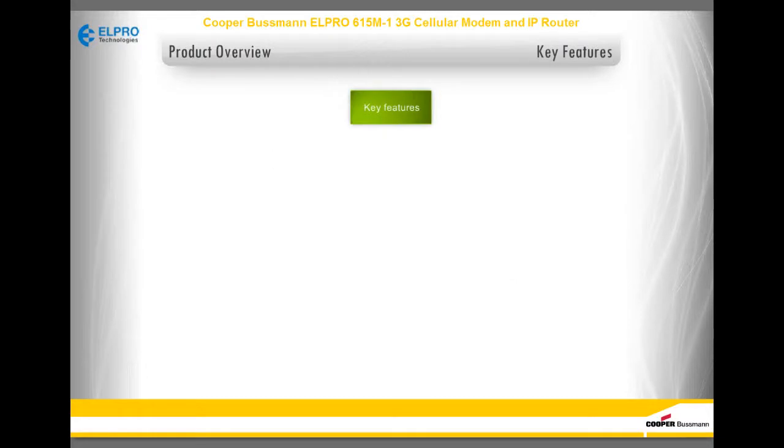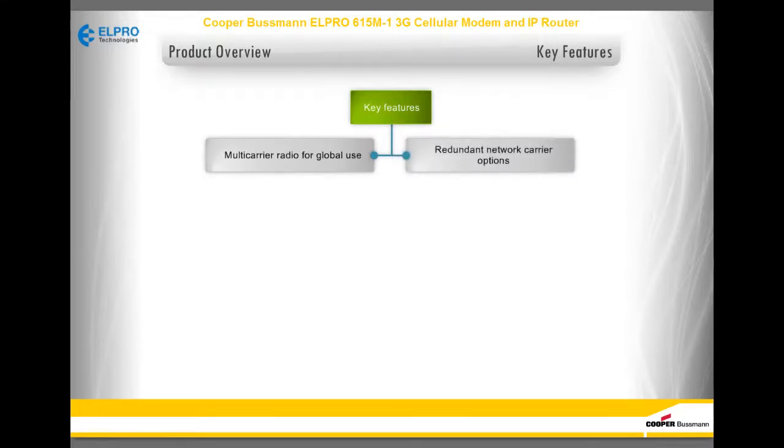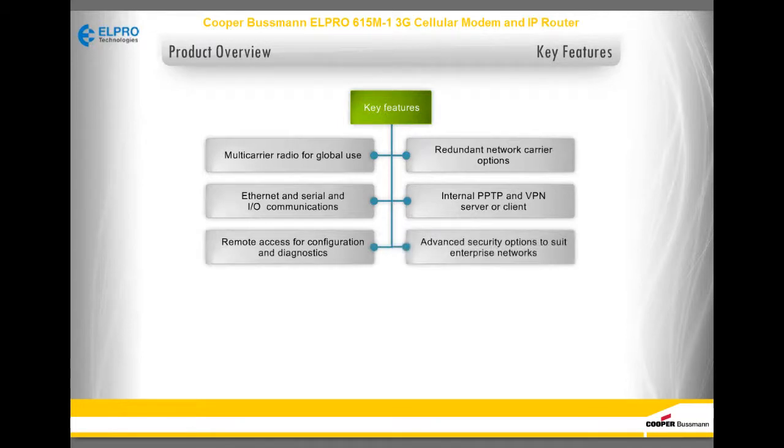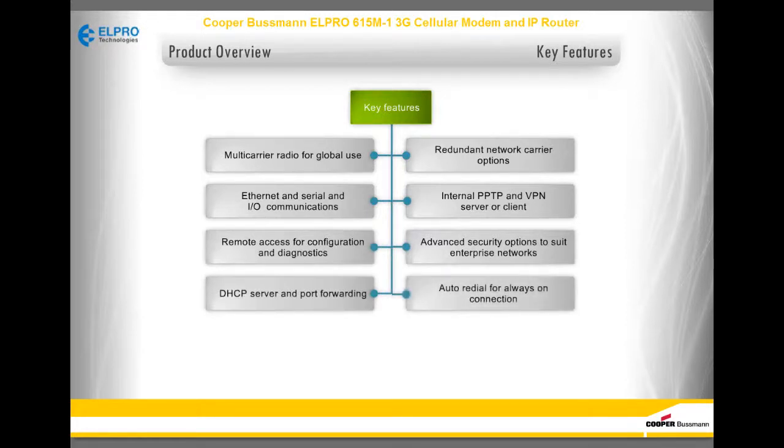Here are the key features of the 615M1. Multi-carrier radio for global use. Redundant network carrier options. Ethernet and serial and I/O communications. Internal PPTP and VPN server or client. Remote access for configuration and diagnostics. Advanced security options to suit enterprise networks. DHCP server and port forwarding. Auto redial for always-on connection. UL and CUL listed. Class 1, Division 2, and ATEX certification.